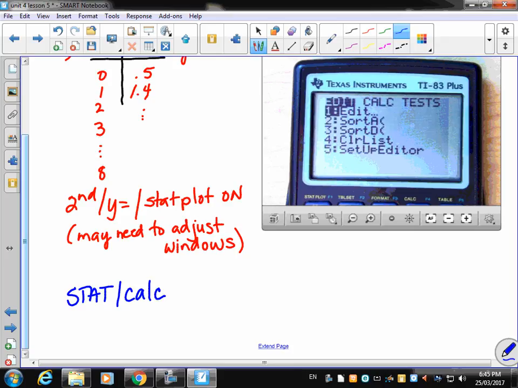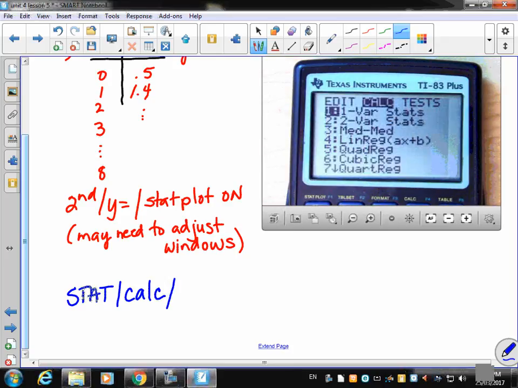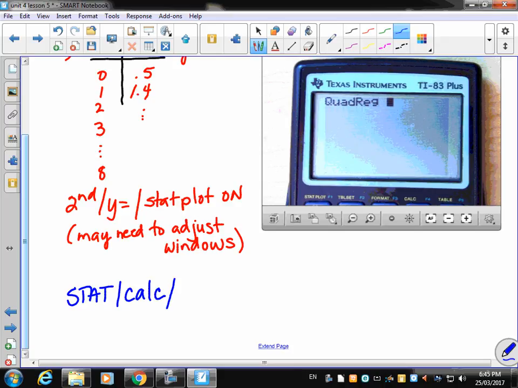That means it's going to calculate something for you. Scroll to the right, calc. I'm going to tell it, this is a quadratic. I am sure it is a quadratic. You can see option number 5 is a quadratic. It says quadratic regression or QuadReg. Option number 5.